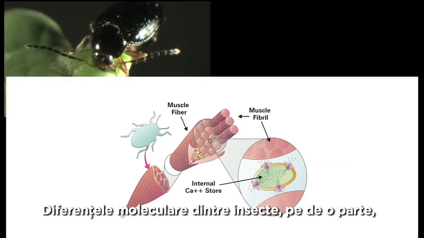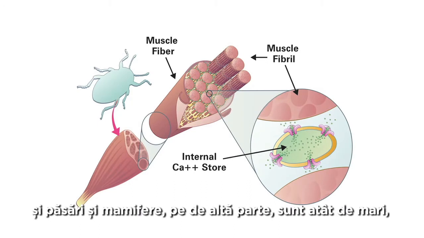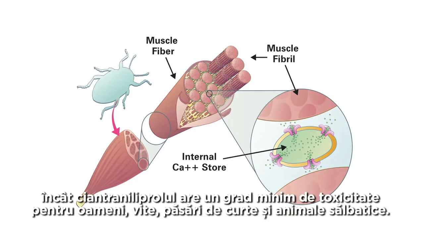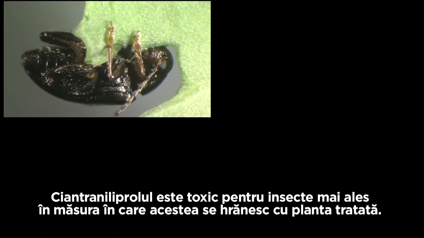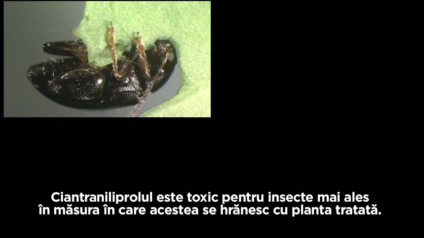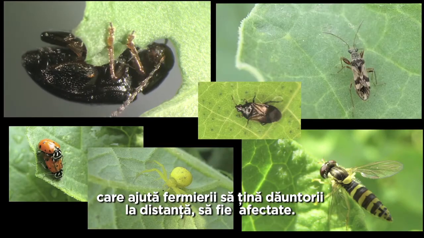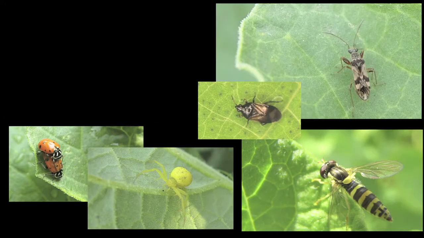The molecular differences between insects on the one hand and birds and mammals on the other are so big that cyantraniliprole has only minimal toxicity for humans, cattle, poultry, and wild animals. For insects, cyantraniliprole is toxic mainly when they eat the protected plant. So the beneficials that help the farmer keep the pests at bay are unlikely to be affected.